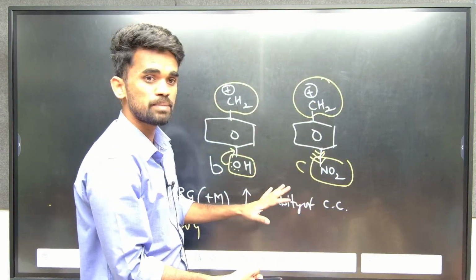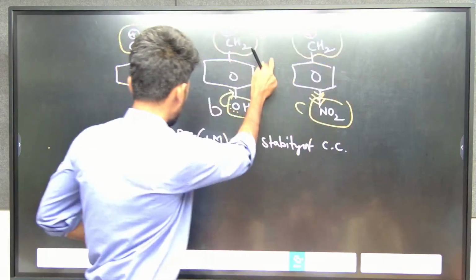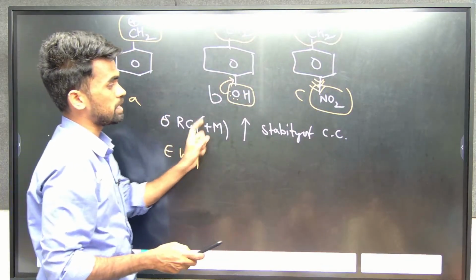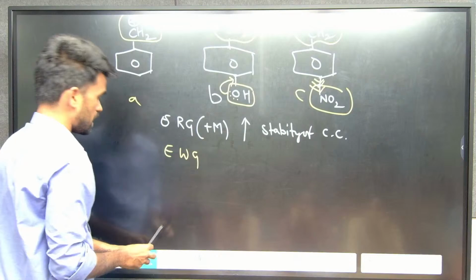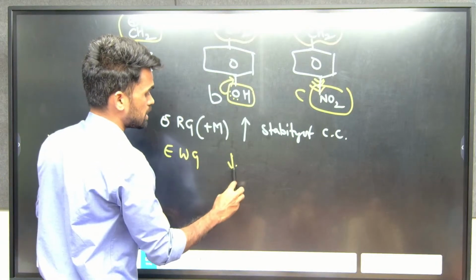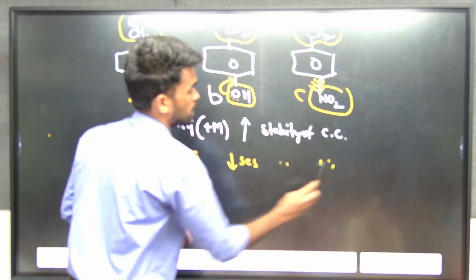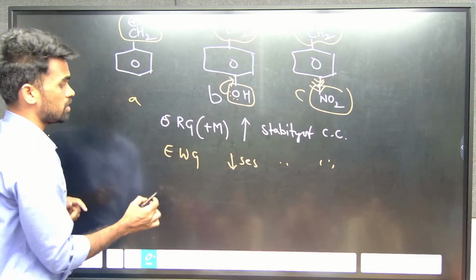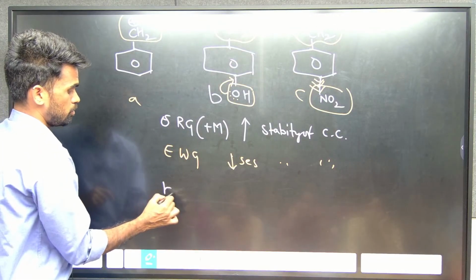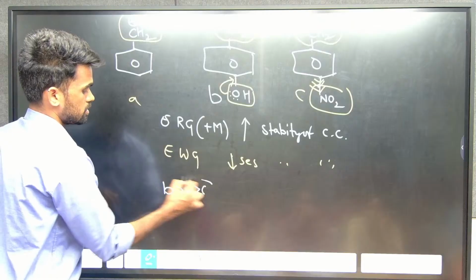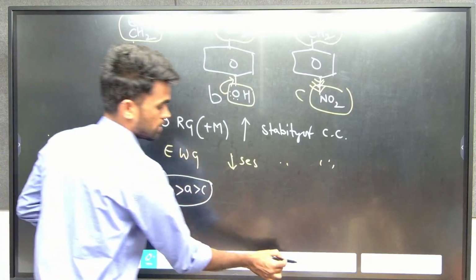So which is least stable? C. Now what can I make? Electron releasing groups increase the stability of carbocation, whereas withdrawing groups decrease the stability of carbocation. Is this clear? Now tell me the order. B, A, C. Everyone clear with this? Okay. One more example.